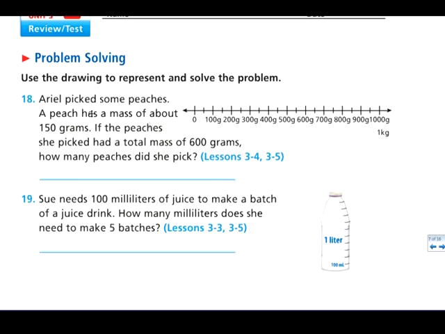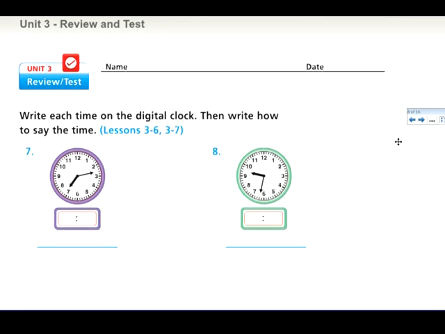Well, if we stay with this, Ariel picked up some peaches. A peach has a mass of about 150 grams. Remember, as you do this, I would find 150 grams, and then you can jump forward depending on how many grams you need. To make a batch of a juice drink, how many milliliters does she need to make 5 batches?